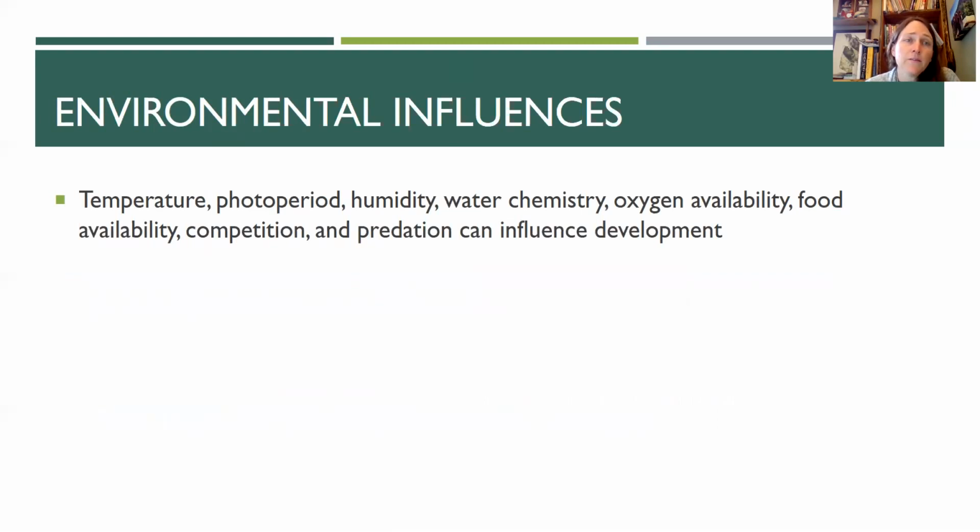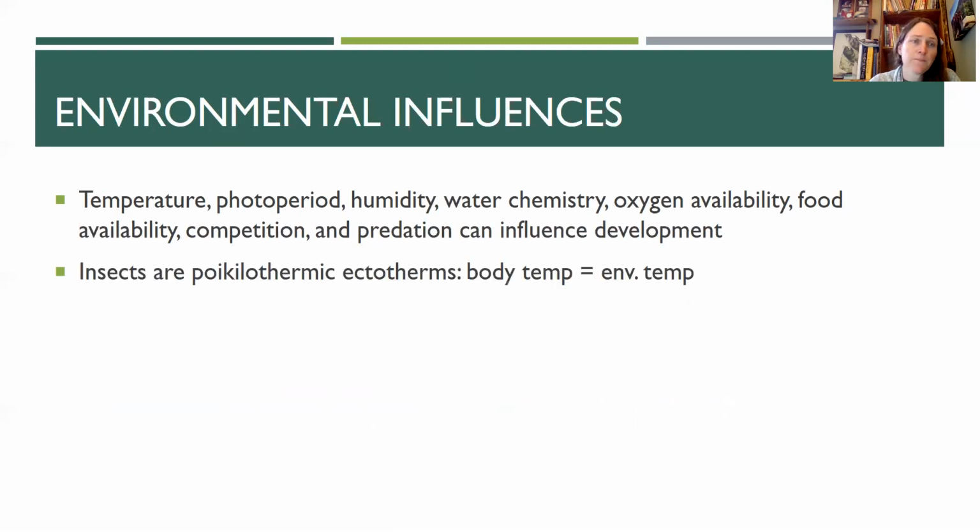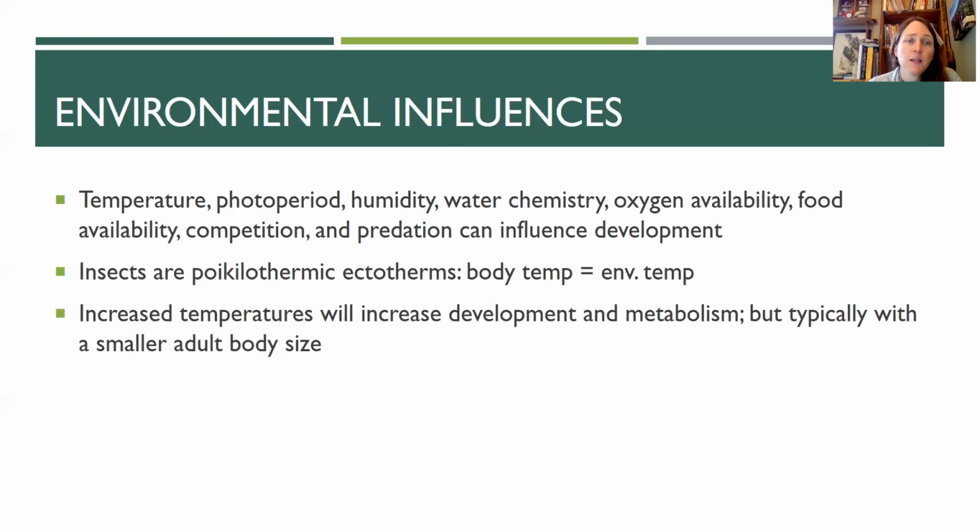There's a variety of environmental influences on development. So temperature, photoperiod, humidity, water chemistry, oxygen availability, food availability, inter and intra-specific competition and predation can all influence development. In general, insects are poikilothermic ectotherms, which means that their body temperature mimics the environmental temperature. And so this means that increased environmental temperatures can increase development and metabolism.